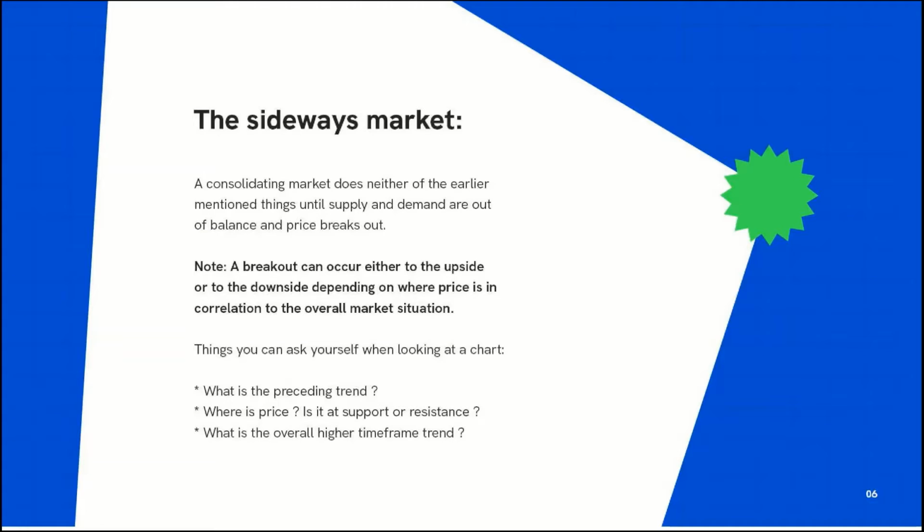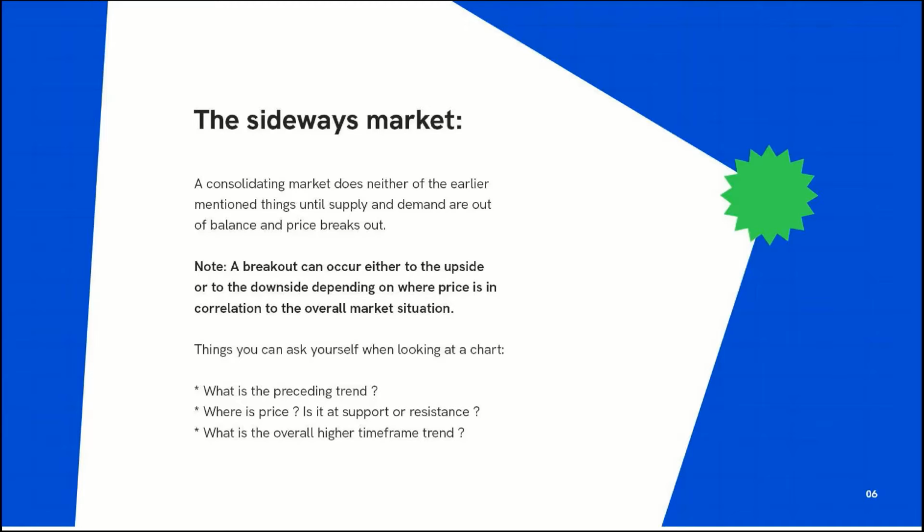Now, let's talk about the sideways markets. A consolidating market does neither of the earlier mentioned things, that means none of the things we've mentioned previously, until supply and demand are out of balance and price breaks out. A breakout can occur either to the upside or to the downside, depending on where price is in correlation to the overall market situation.